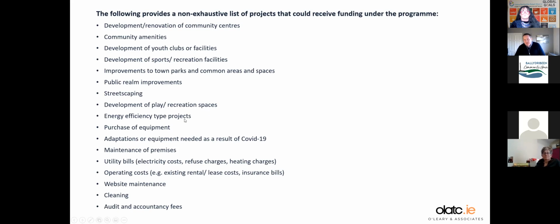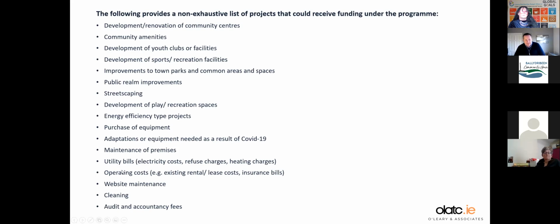So if you've got a building and it's not really energy efficient, you want to get it insulated properly, or get in LED lights and replace old lights, that sort of stuff is funded. Purchase of equipment, any adaptations to equipment needed as a result of COVID. Again, a lot of groups in centres we worked in have put in additional office space, or they put up screens, or they put in breakout rooms just to create more space within their centres.